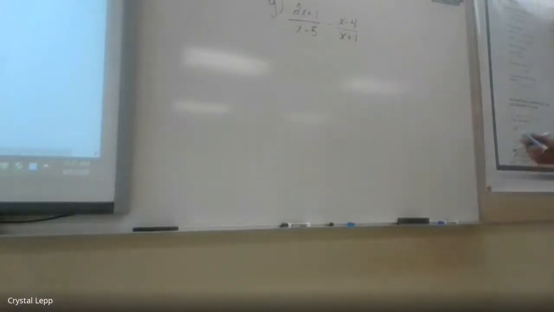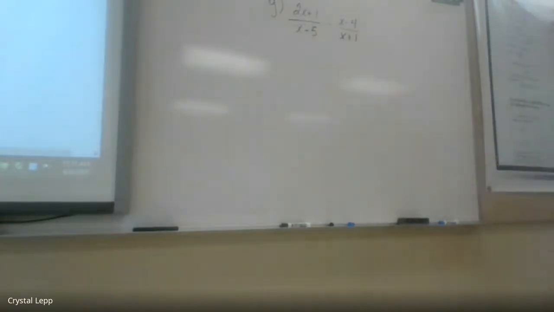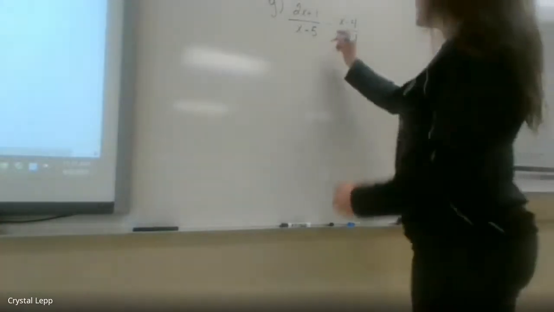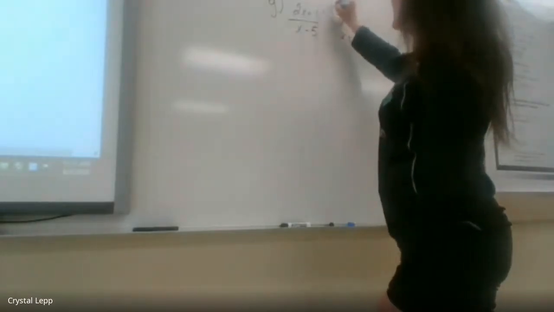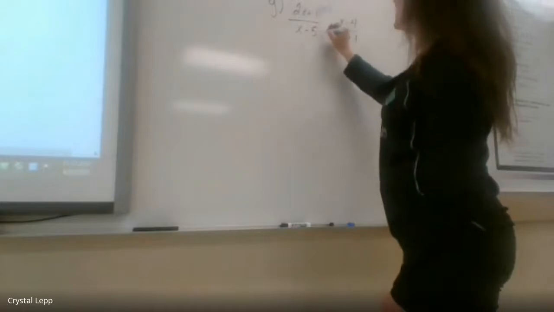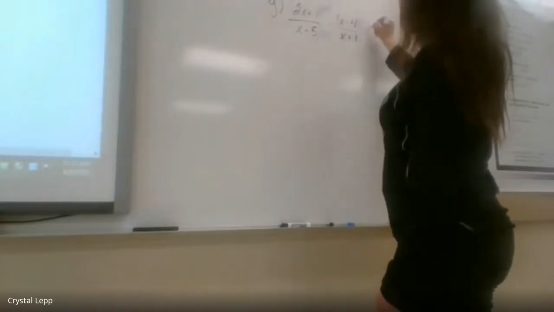All right, I have a binomial denominator. They do not match. So I told you the very first step when you have a binomial denominator and they do not match is that you have to multiply them by each other. So I have x minus 5 on this side, x plus 1 on this side. I'm going to multiply this one by x plus 1, and I'm going to multiply this side by x minus 5.